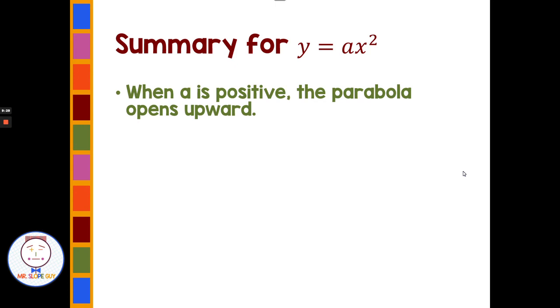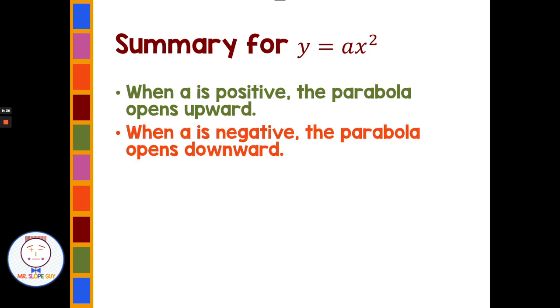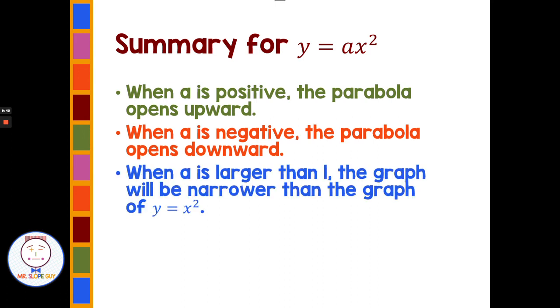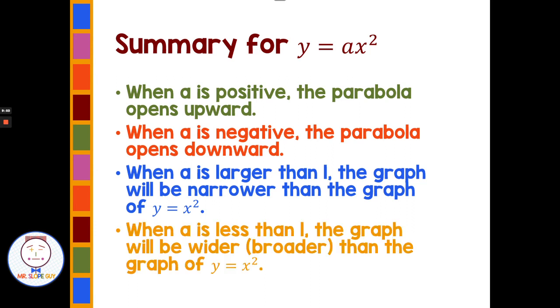So, a summary for graphing y equals ax squared. When a is positive, the parabola will open upward. When a is negative, the parabola opens downward. When a is larger than 1, the graph will be narrower than the graph of y equals x squared. And when the a value is less than 1, the graph will be wider, or more broad, than the graph of y equals x squared.